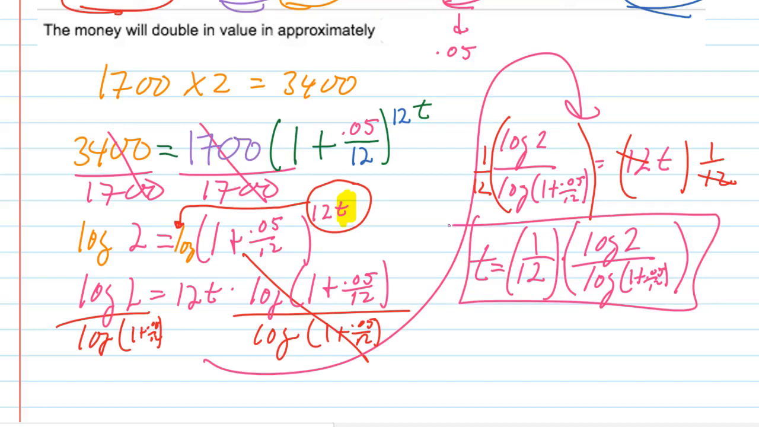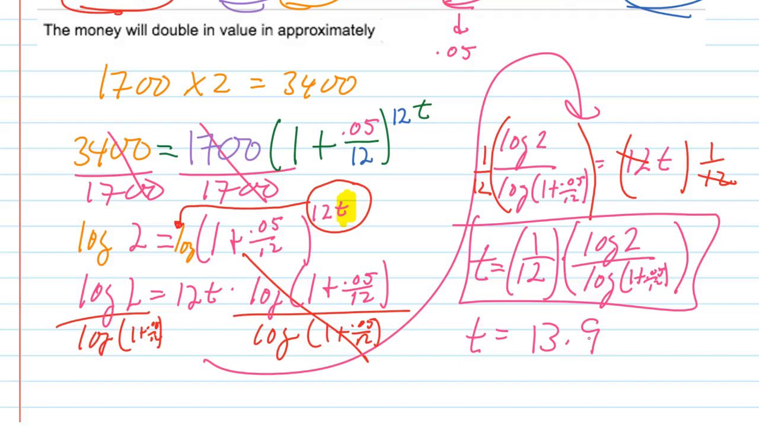But if I ask you how long is something going to take and you give me that as an answer, I'm going to roll my eyes and tell you stop being a smart aleck. So we need to plug that into a calculator and you come out with 13.9 years. So at 5% interest, compounded monthly, it's going to take your $1,700 13.9 years, or almost 14 years, in order to double your money.